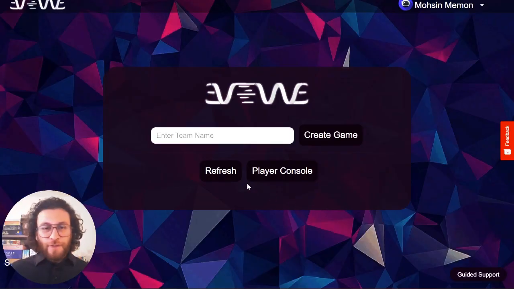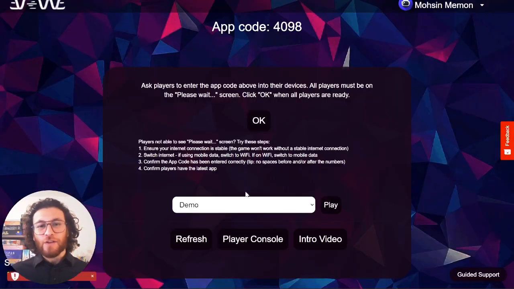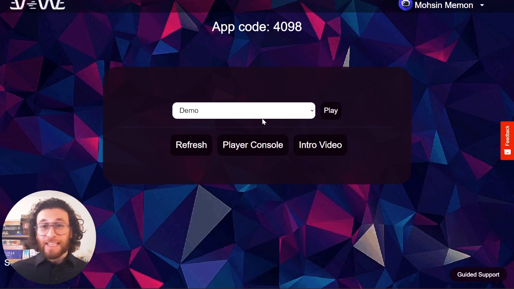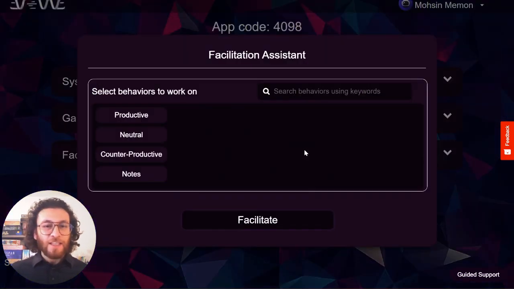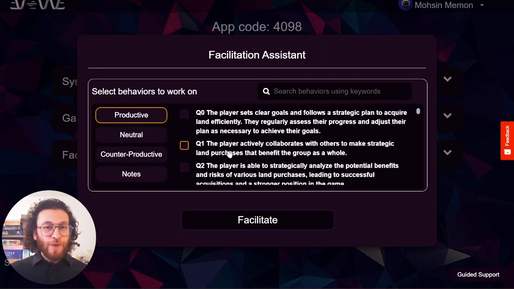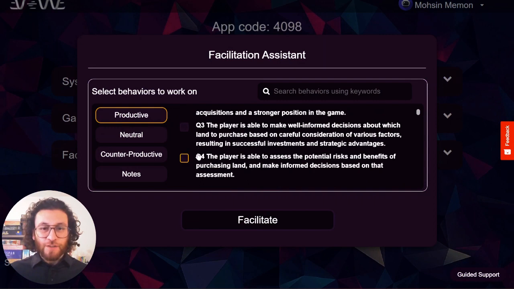So within Evivve, you're effectively able to create games. So we're going to create a sample game just now, just so that we get a sense of what the game and environment looks like and how you might be able to actually use it. So let's say that the game is running at the moment, and you want to further debrief this learning experience. The way you would go about doing this is you would start by identifying some productive behaviors that these learners are displaying. So perhaps here the player is able to assess the potential risks and benefits of purchasing the land and makes informed decisions about which land to purchase and so on.